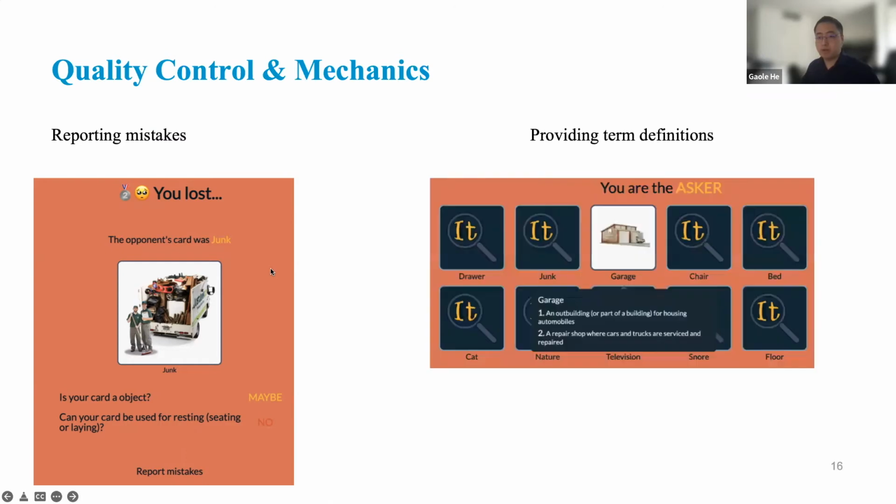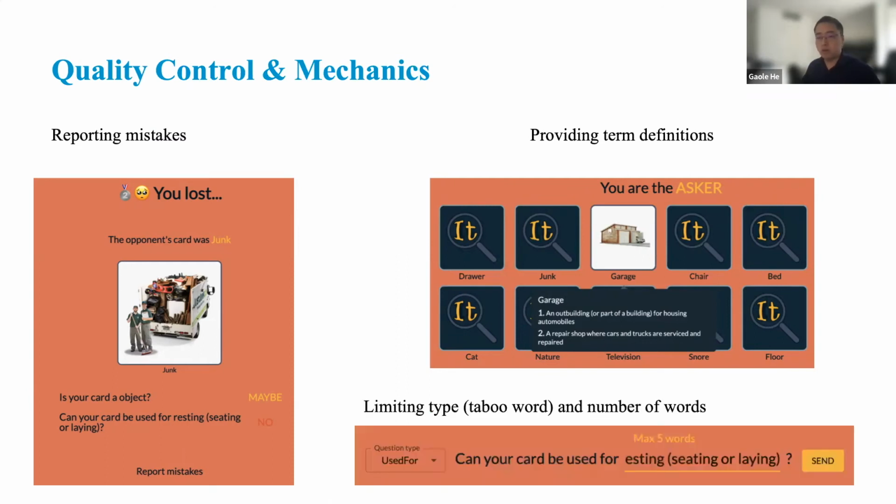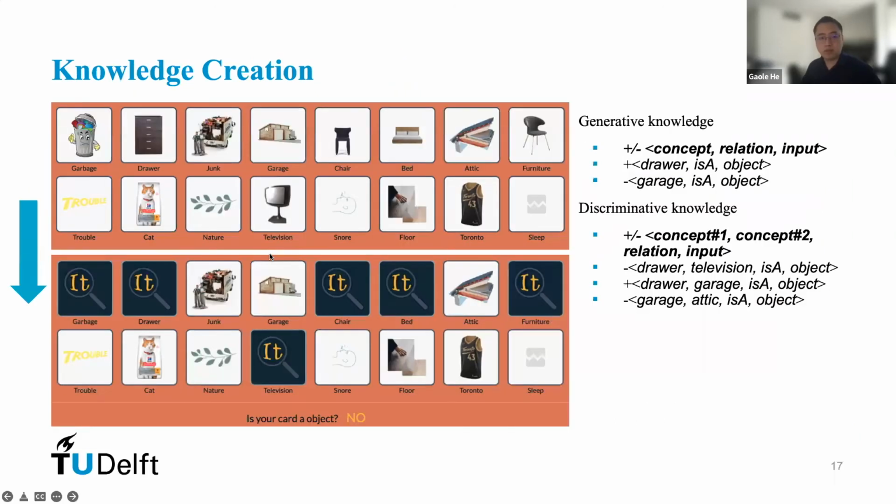To help players understand each concept, we provide definitions of each concept from WordNet when they hover their mouse over each card. We also employ taboo words to ensure that the questions asked by the players are not too simple and allow us to extract useful knowledge. We use this slide to illustrate the knowledge collection from player behaviors.